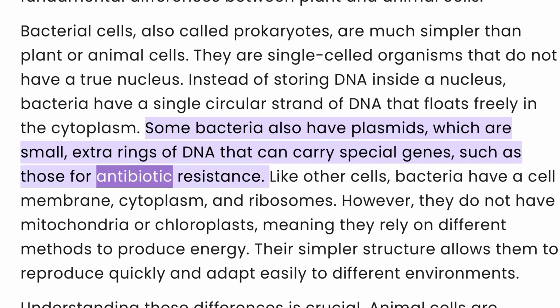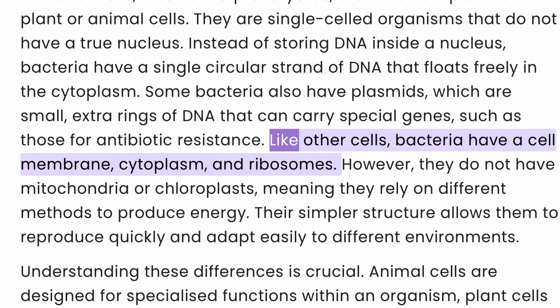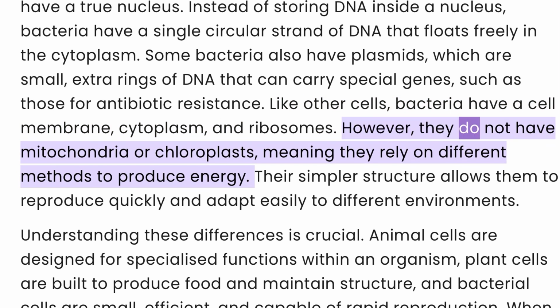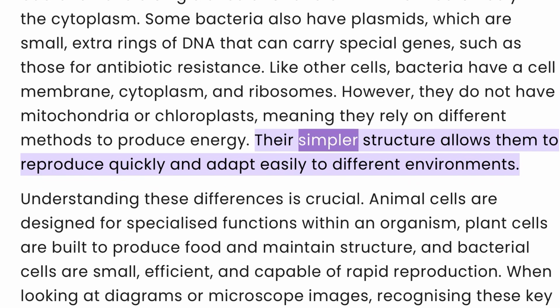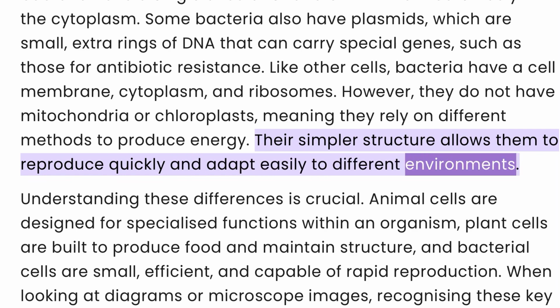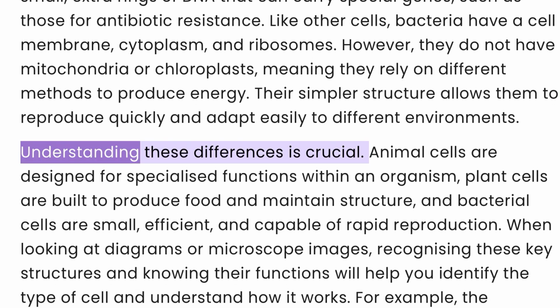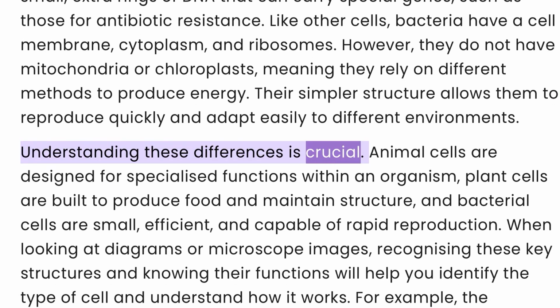those for antibiotic resistance. Like other cells, bacteria have a cell membrane, cytoplasm, and ribosomes. However, they do not have mitochondria or chloroplasts, meaning they rely on different methods to produce energy. Their simpler structure allows them to reproduce quickly and adapt easily to different environments. Understanding these differences is crucial.